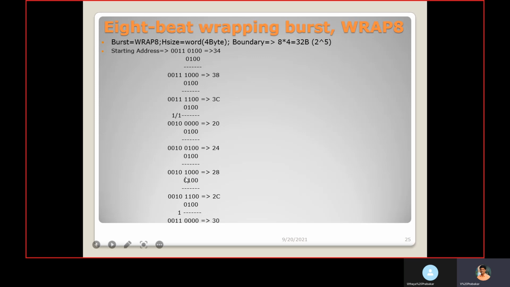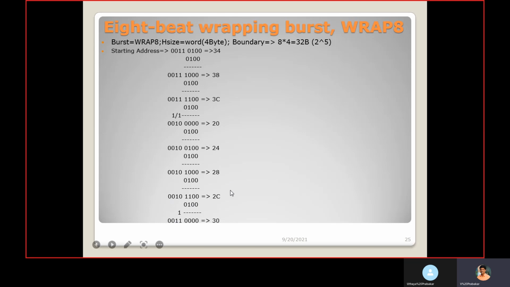Again 4, 0 0 1 1. So 2C. Again 4, 0 0 1 1 0. Here it is 1 1 1 0. Here it is 1. We can add here because it will support up to 5. So one we are adding, this one comes here, 0 0, that is 30.